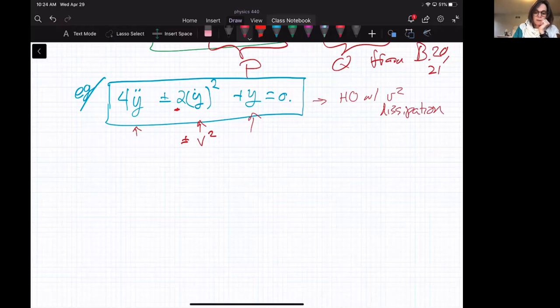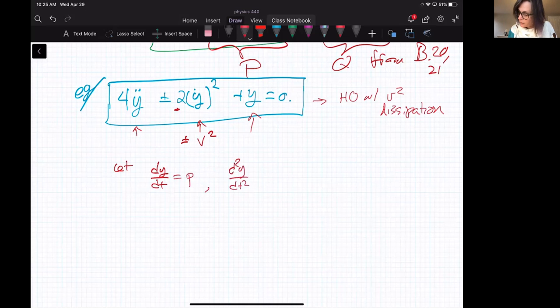Okay. But it's kind of complicated because the dissipation or the damping could go in different directions depending on how we start. All right. So what we want to do here is start changing some of these variables or identifying some of these variables. We'll let dy/dt be equal to little p, and d²y/dt² is going to be equal to little p dp/dy. We're just chain ruling it out.